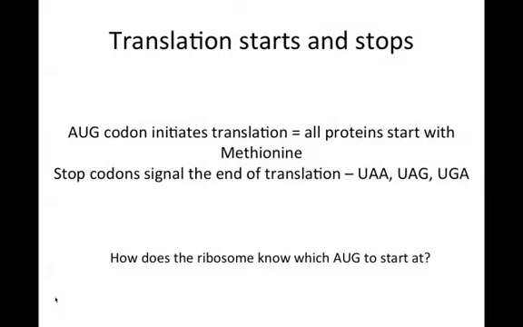Shine-Dalgarno. It's okay. Basically, it's the context in which the AUG is in. It's the bases immediately surrounding the AUG. I'm not going to make you memorize it because you can look it up.